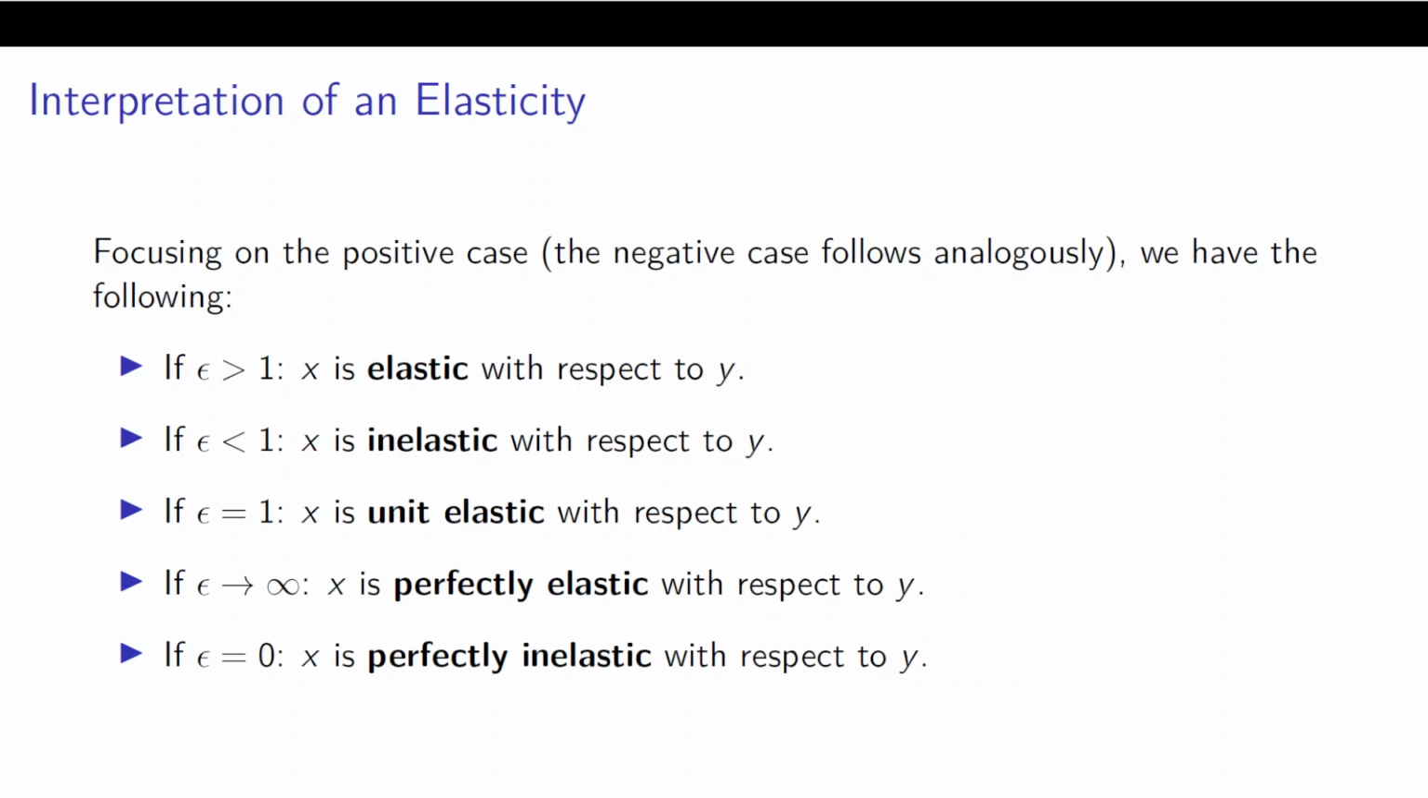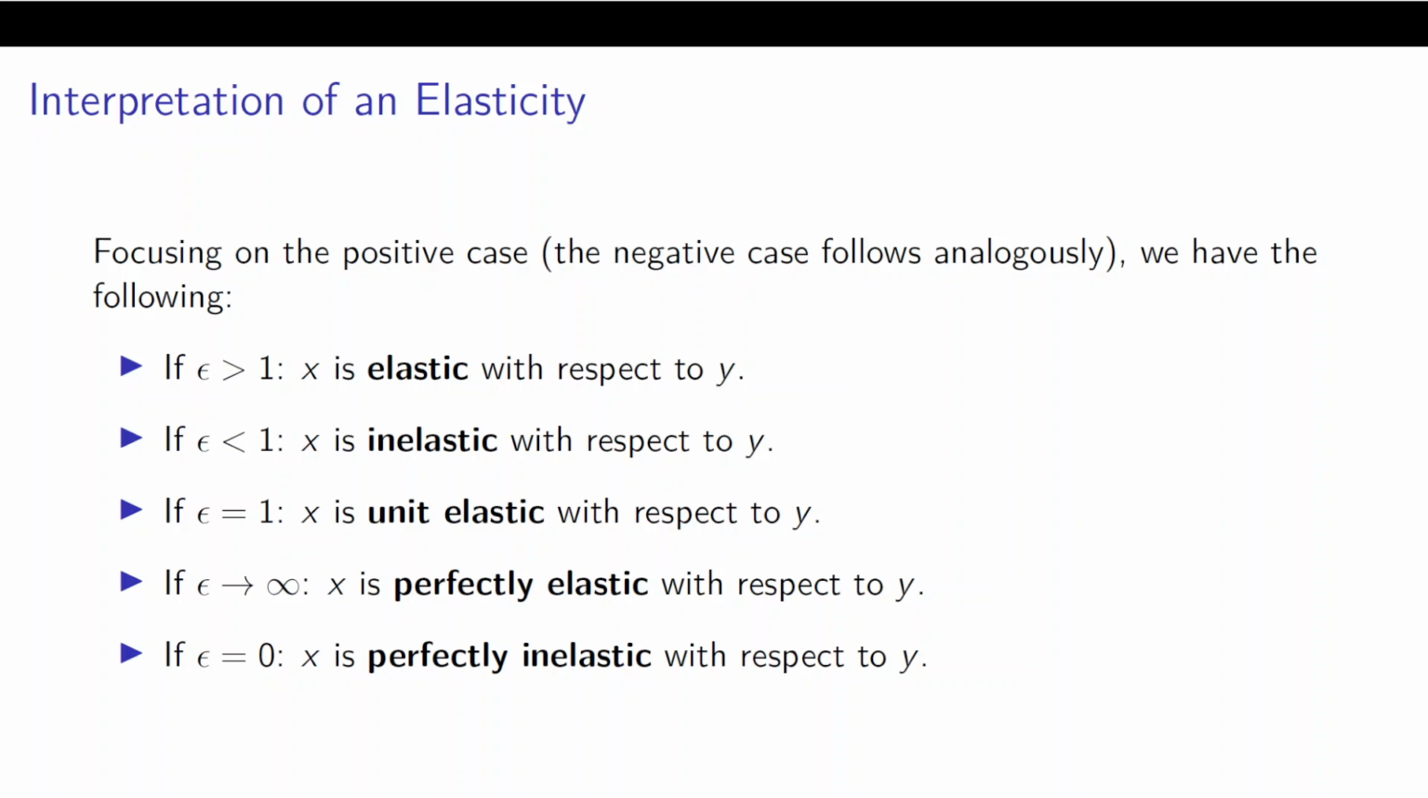In general, we then have the following cases as they are specified here, where we focus on the positive elasticities, but the case of negative elasticities follows analogously. So in this case, if epsilon is greater than 1, then the good x is elastic with respect to a change in y. It means that if y changes by 1%, then good x, or the demand of good x, would change by more than 1%. And that means it's elastic.